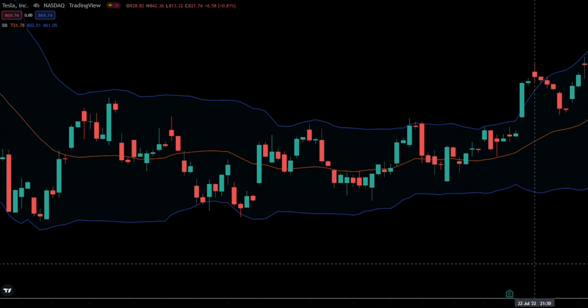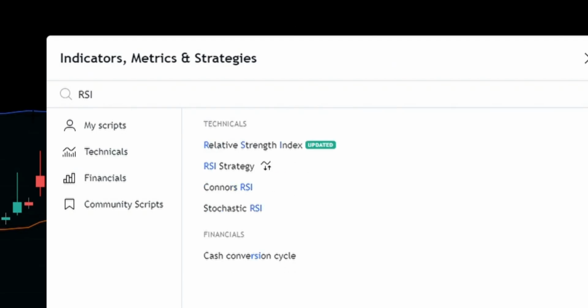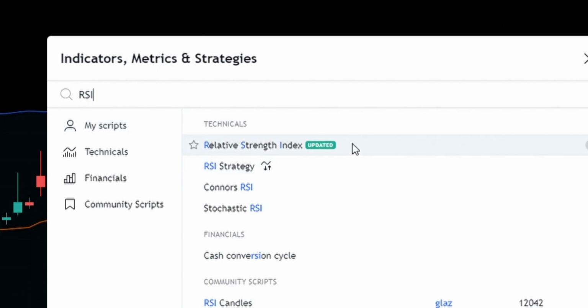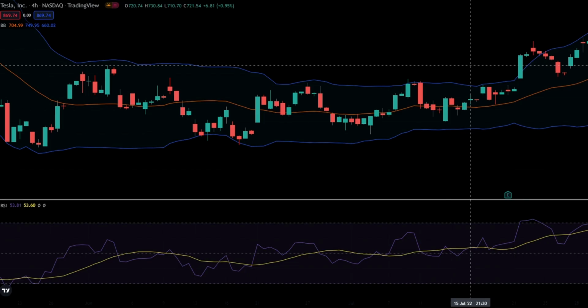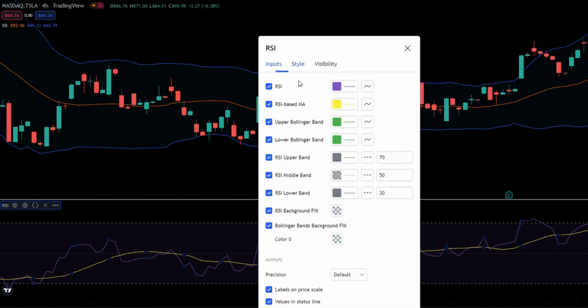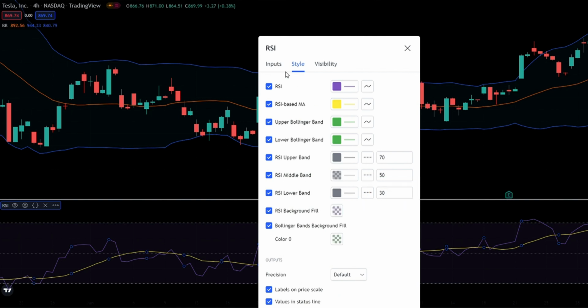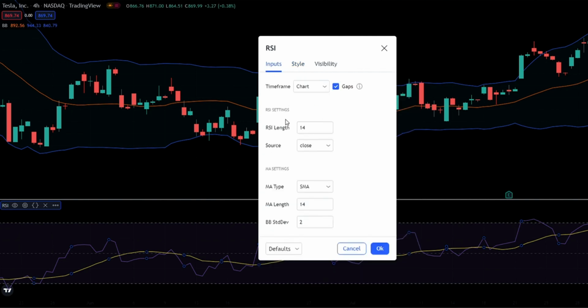Let's add RSI. To do this, just go to your Indicators tab and type in RSI. Then click this one that says Relative Strength Index. Now we have RSI added. Let's modify the settings a bit. Make sure the upper band is set to 70, and the lower band is set to 30. Then the length is probably set to 14. For this specific strategy, we want it to be 13.